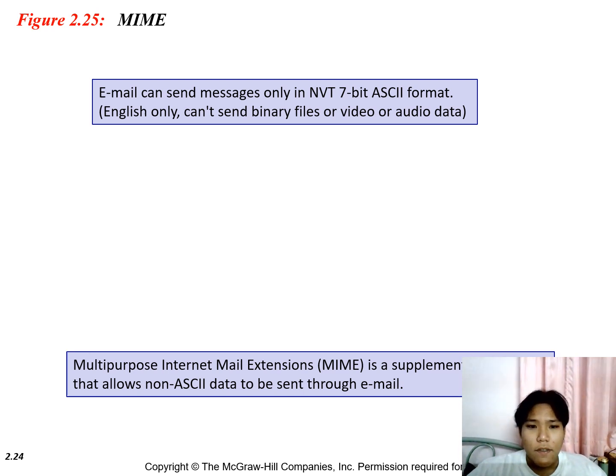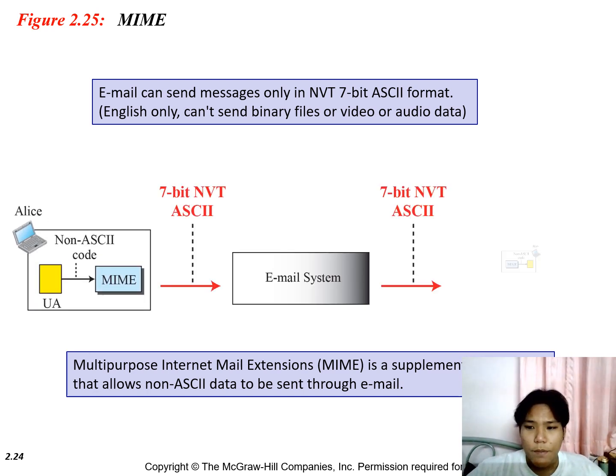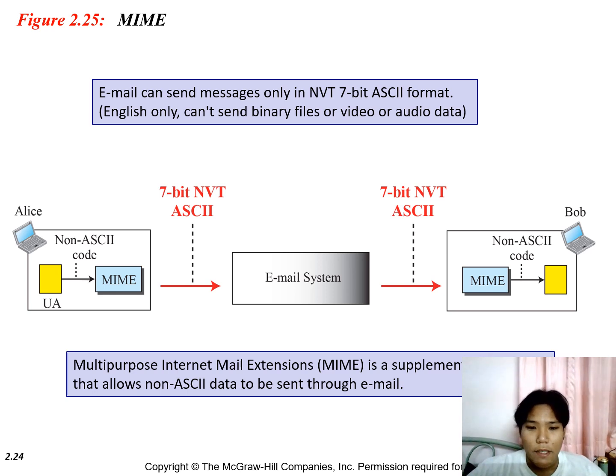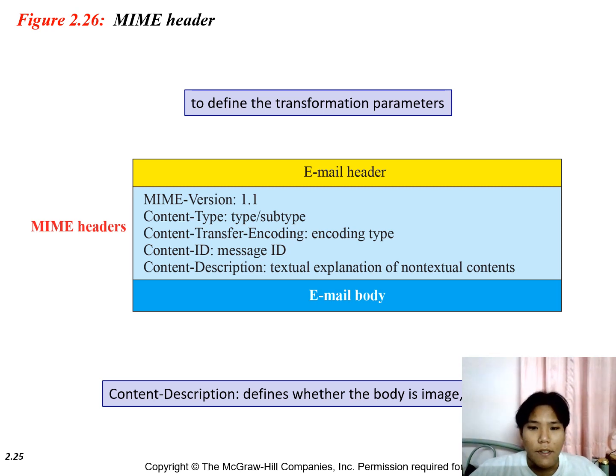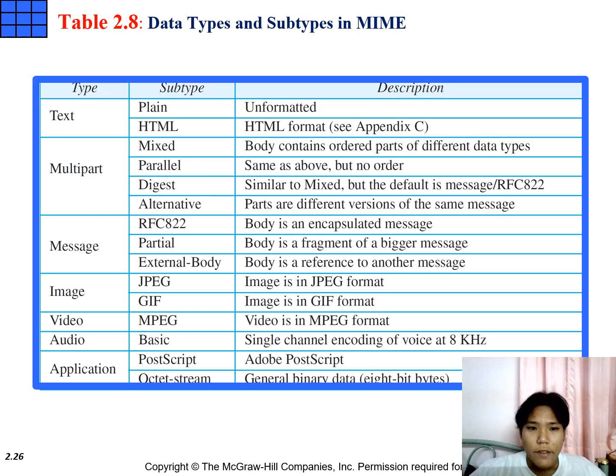MIME. Email can send messages only in NVT 7-bit ASCII format, or English only. It cannot send binary files or video or audio data. So this is a picture showing how MIME works. And this is a MIME header to define the transformation parameters. Data types and subtypes in MIME. So this is the data type and subtype in MIME.